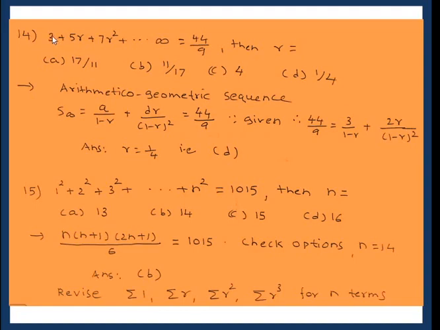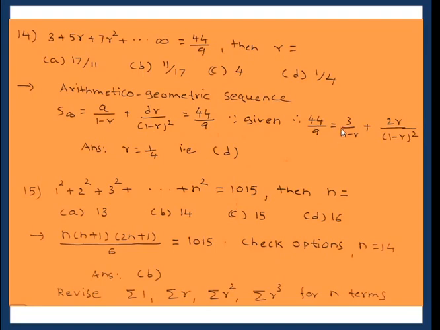So here 3, 5, 7 are in AP. So what is the first term A? It is 3 and the common ratio is r. Now this is the formula for the sum to infinity. Put A equal to 3 and the sum is given to be 44 by 9. So solve this equation.